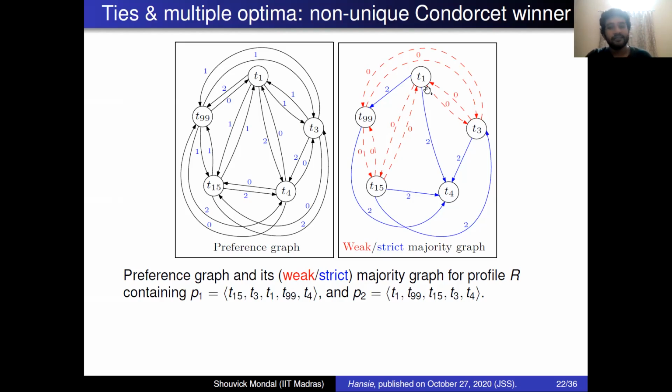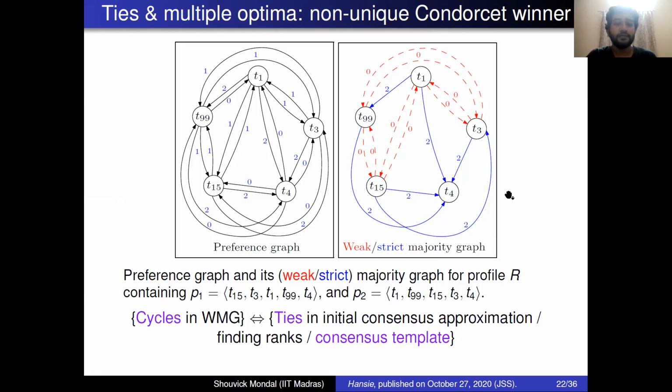This is relaxed in the weak majority graph, where the greater than is changed to greater than or equal to. As soon as we incorporate the equal to, we see that these edges with 1 and 1 have come in, and these red dashed edges correspond to the weak majority graph. So the weak majority graph is actually a supergraph of the strict majority graph. And this majority graph is a prerequisite for the determination of cycles, non-uniqueness of the consensus, and multiple optima. We'll see how that happens.